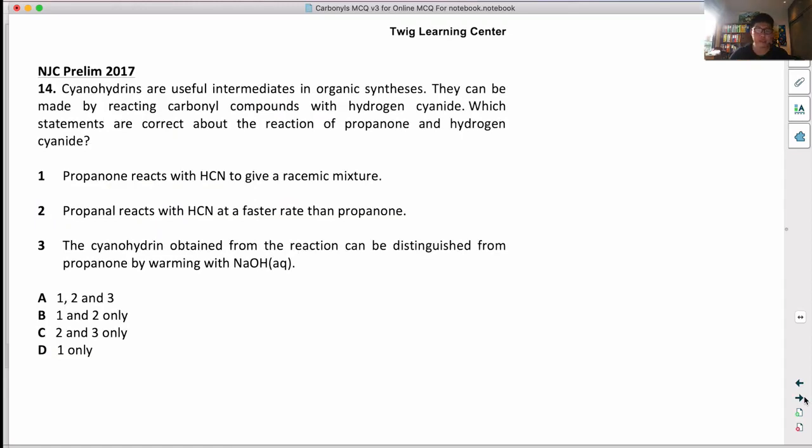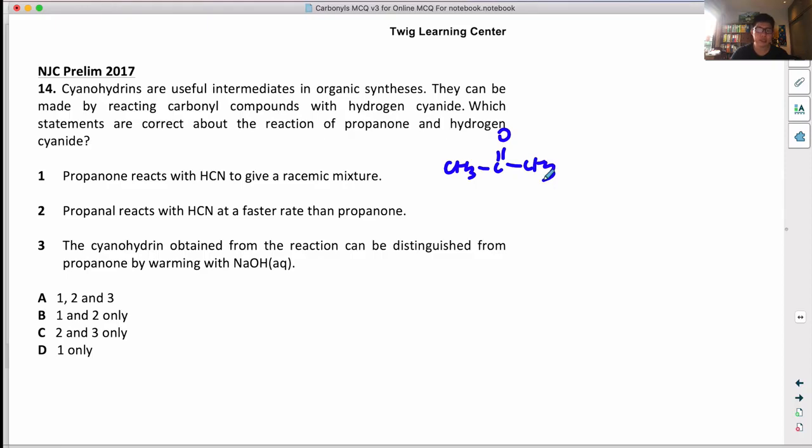Cyanohydrins are useful intermediates, okay? They can be made by reacting a carbonyl with hydrogen cyanide. So let's see this one. Propanone looks like this, right? This is propanone. All right, so react with HCN.